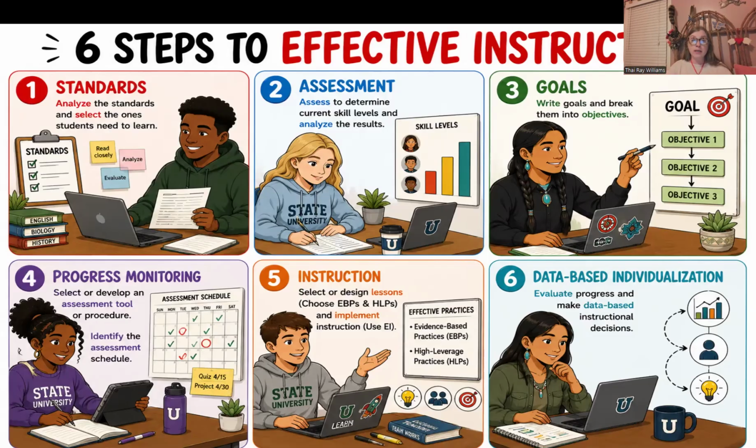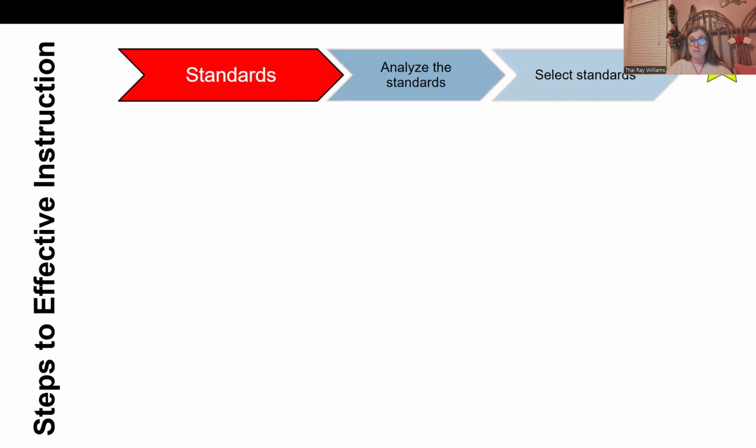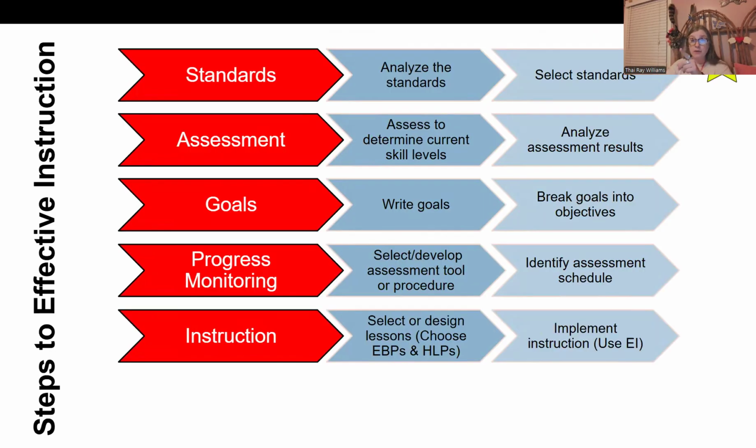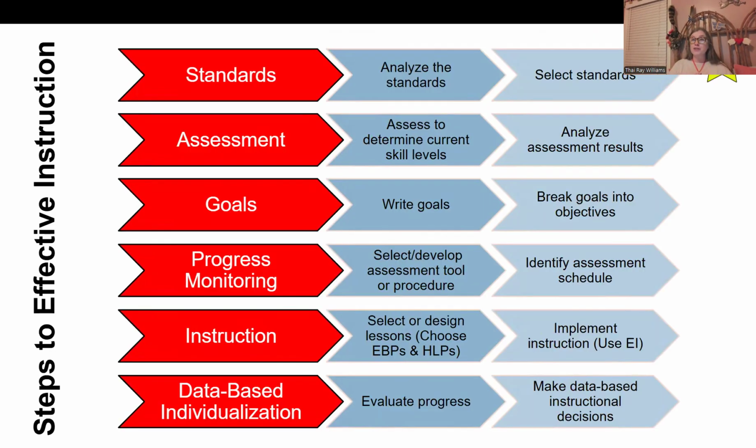So again, this is the graphic that I was telling you about, with a star up there in the corner. First thing you do, determine what standard you're going to teach. What am I going to teach? Then you're going to do an assessment of your students and analyze those results. From those results, you're going to determine what their goals are going to be and break them down into objectives if needed. You're going to progress monitor your students. You're going to identify or develop the tool you're going to use, and you're going to do it on a schedule, so you're regularly collecting data.